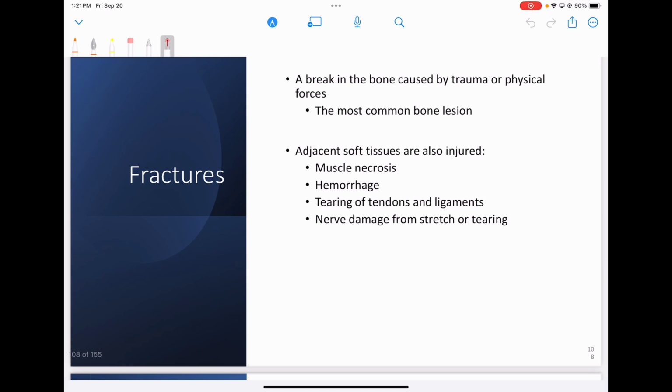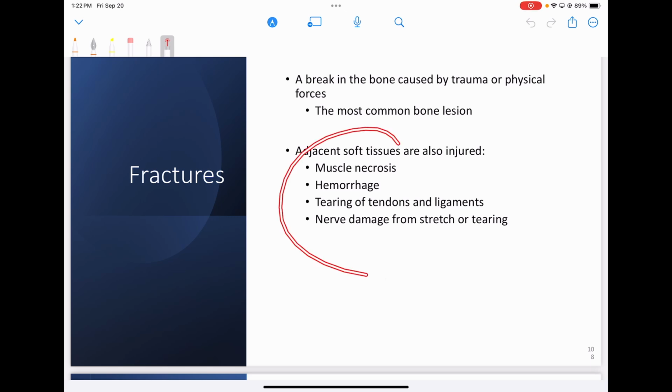Okay. The problem with fractures is not so much the bone fracture itself, it's the damage that it does to the surrounding tissues. So you get muscle necrosis, hemorrhage. Remember, bones have a ton of blood supply. If you break that bone, blood's going to leak out. Depending on how severe that bone break is, you get a hemorrhage going on. Tearing of tendons and ligaments, nerve damage from that stretch or tearing. So a lot of things are involved when you fracture a bone.